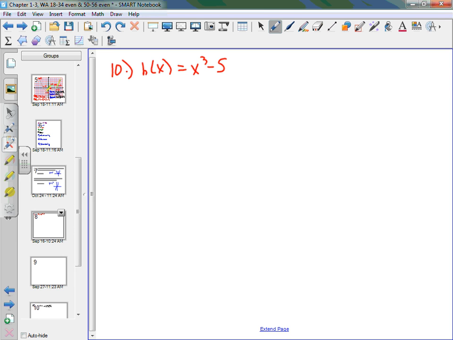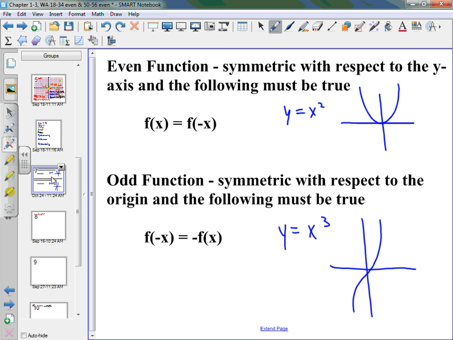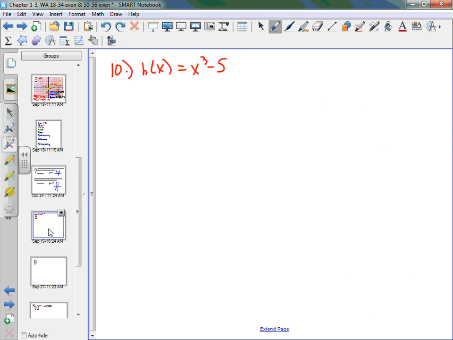X cubed minus 3. I want to prove that this thing is an even or an odd function. If it's an even function, I have to prove that f of x, which is the original function, is equal to f at negative x. So f of x is this. I have to prove that those two are equal. So what do I have to do in order to do that? What do I have to calculate?